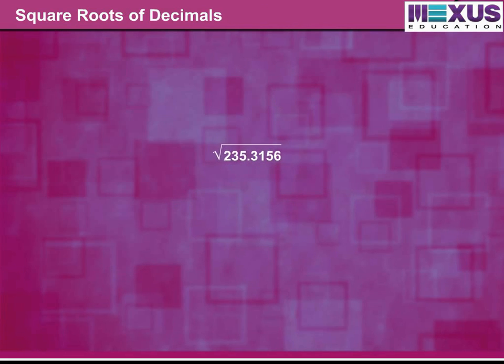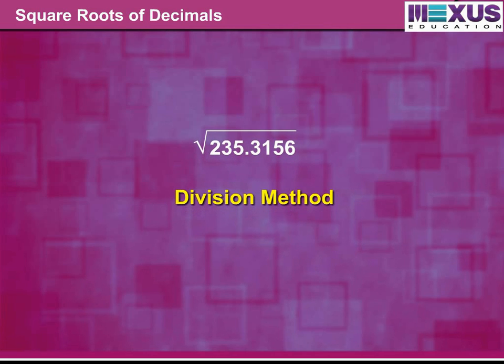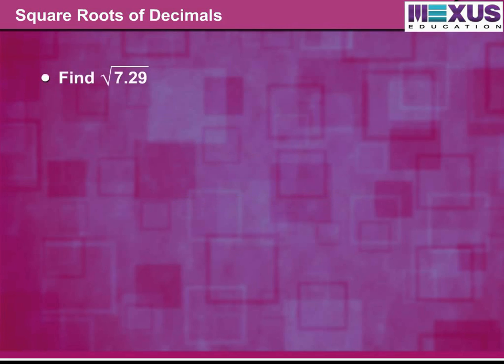To find out the square root of decimal numbers, we need to follow the same division method. Just the placing of bars is slightly different in this case. Let's learn it with an example. Find the square root of 7.29. To find its square root, we will go step by step.